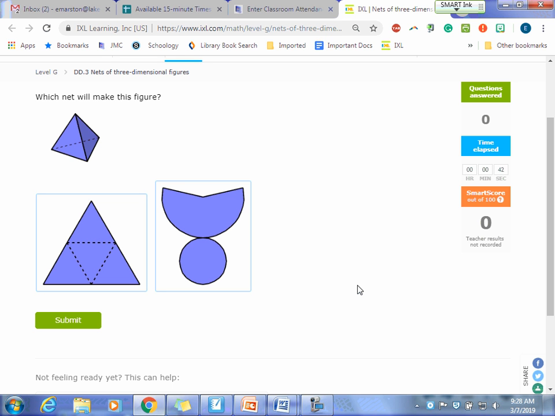The one that kind of looks like a triangle, right? Is there any circles really part of a pyramid? No. The bottom is a triangle, the sides are triangles, there's no circles really part of it. It is a cone. If you were to put these together, it would be a cone.